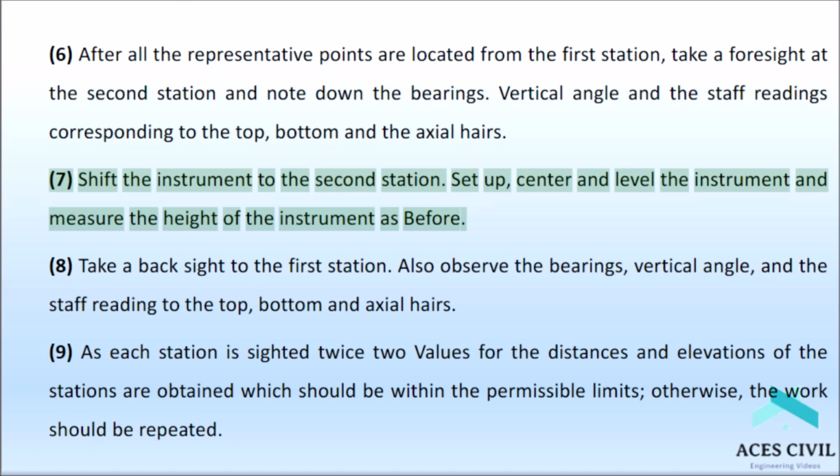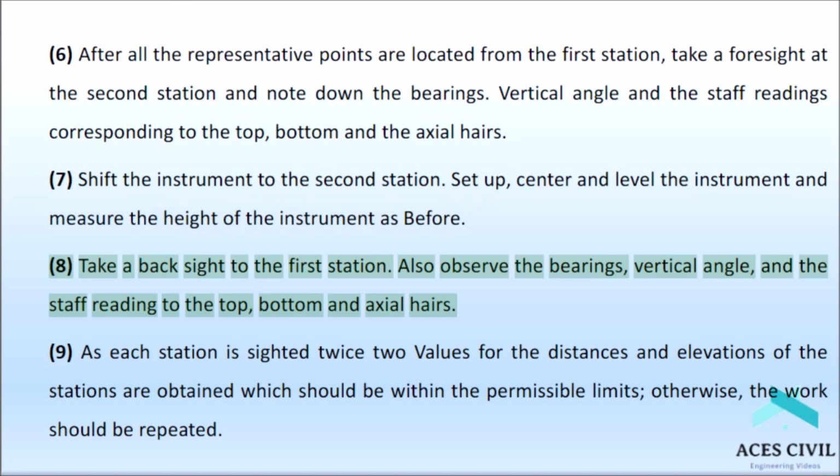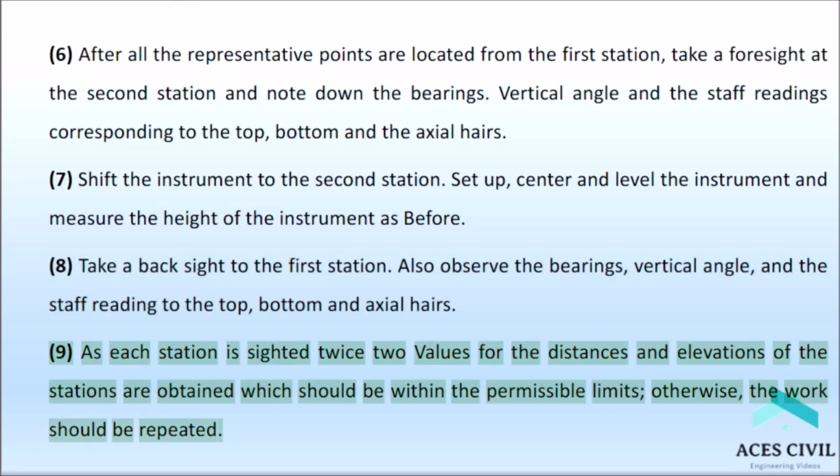7. Shift the instrument to the second station. Set up, center and level the instrument and measure the height of the instrument as before. 8. Take a back sight to the first station. Also observe the bearings, vertical angle, and the staff reading to the top, bottom and axial hairs. 9. As each station is sighted twice, two values for the distances and elevations of the stations are obtained, which should be within the permissible limits; otherwise, the work should be repeated.